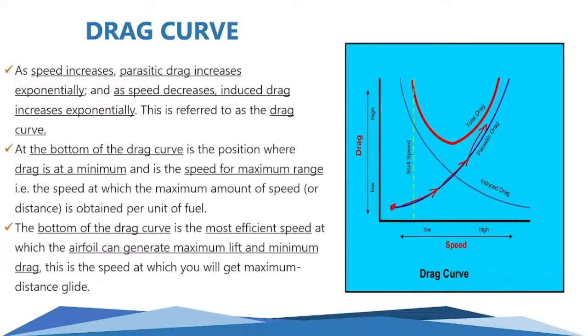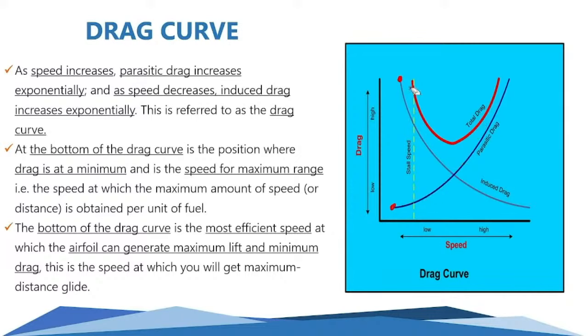Induced drag is just the opposite. It is inverse of your airspeed. That starts with the purple line up here, and very simply, our induced drag is highest at lowest speeds, and it starts to decrease as we move faster. So as we move faster, our parasitic drag is increasing and our induced drag is decreasing. And what we see at the very top here is called a total drag curve.